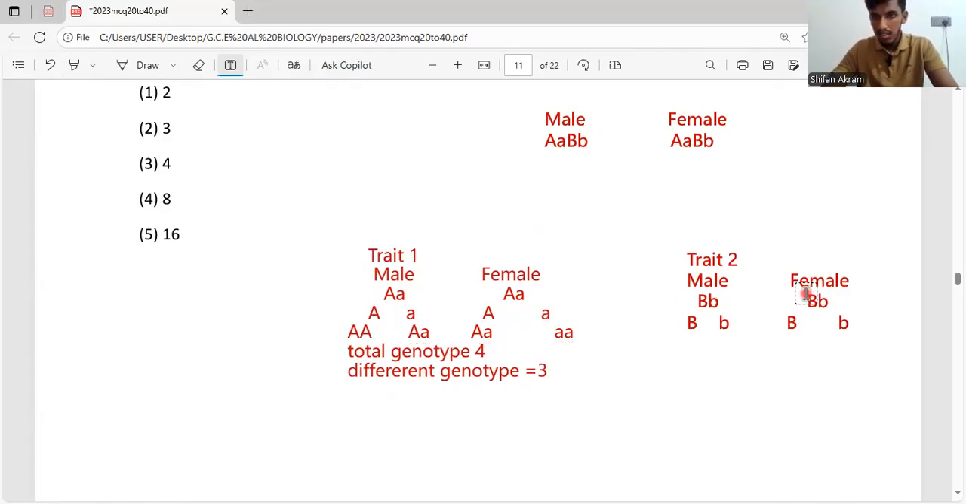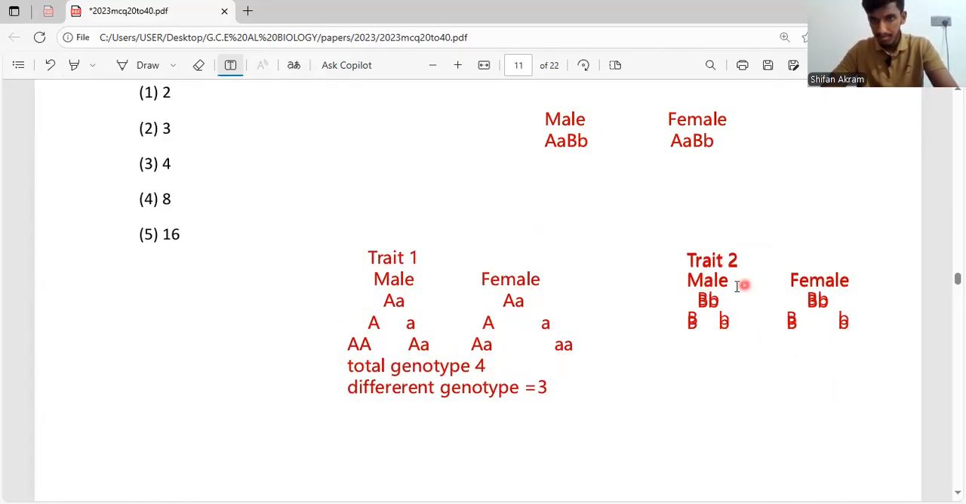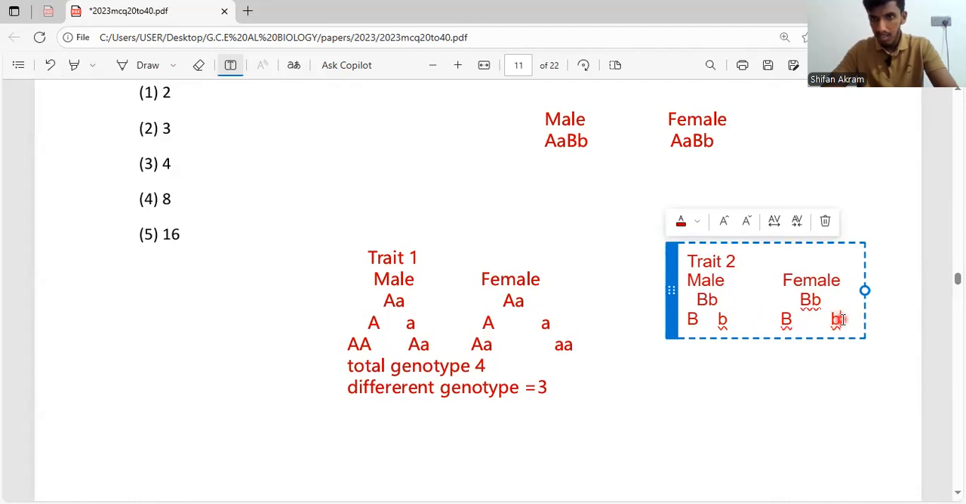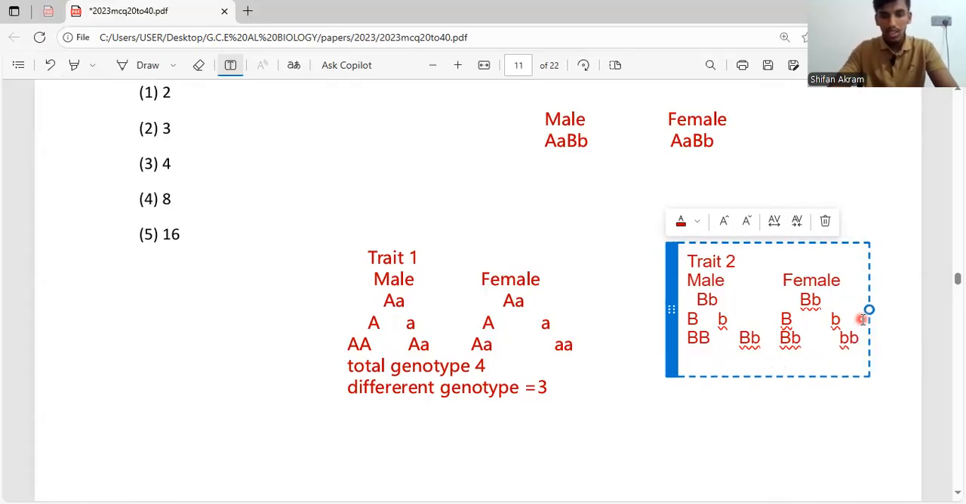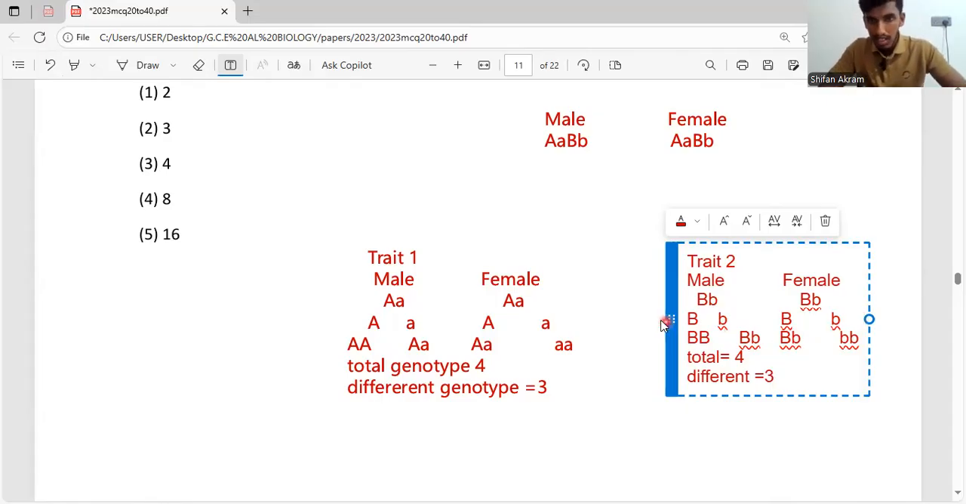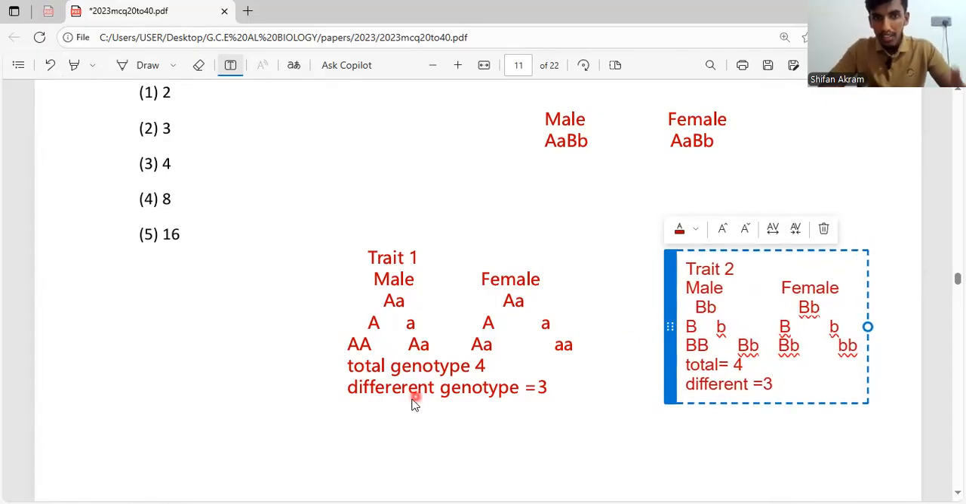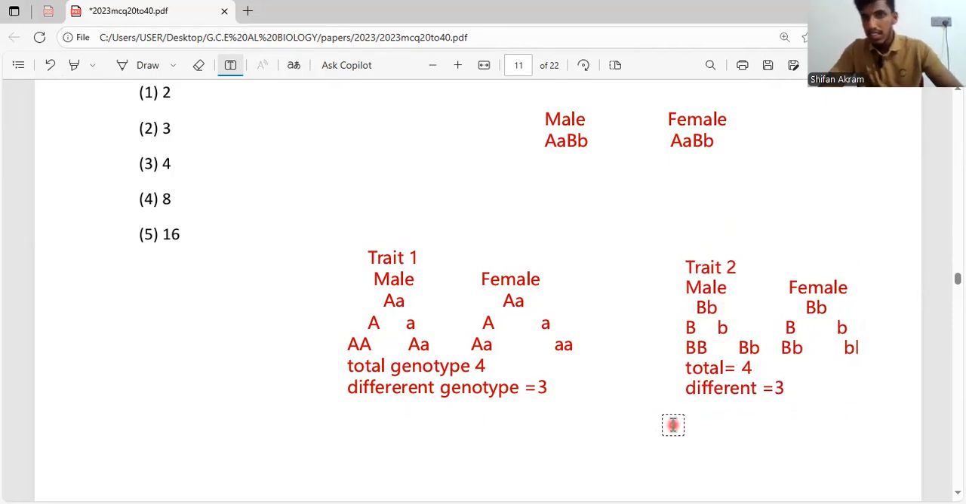Now let's do the cross for trait B. So we can get again another homozygous dominant, 2 heterozygous dominant, right? Finally, we can get 1 homozygous recessive. Again here the total genotypes we can get is 4. Different genotypes we can get is 3. Why 3? Because there are 2 heterozygous dominant. Now for trait A we can get 3 different genotypes, and for trait B we can get 3 different genotypes.